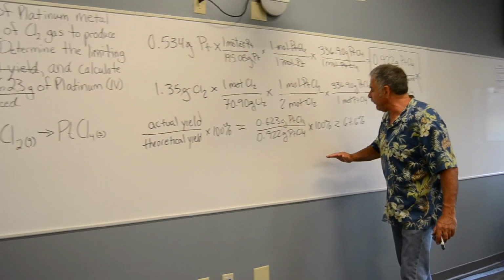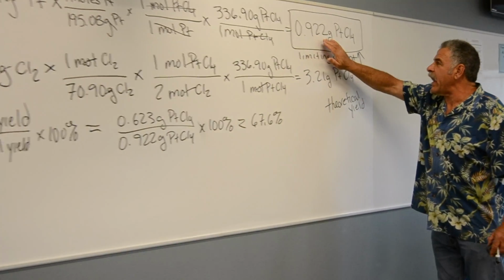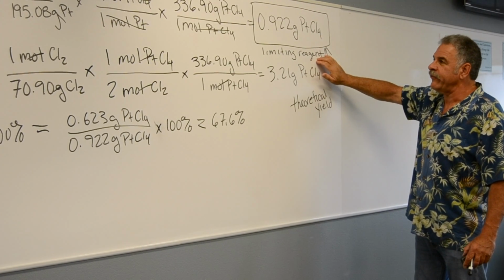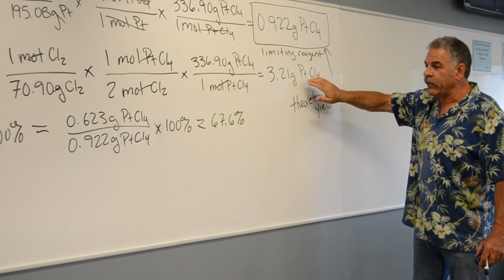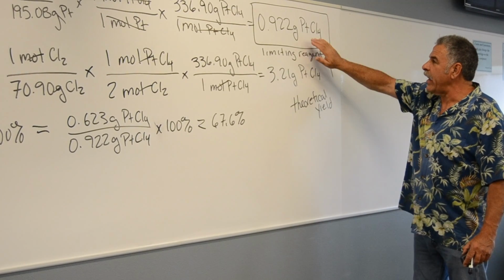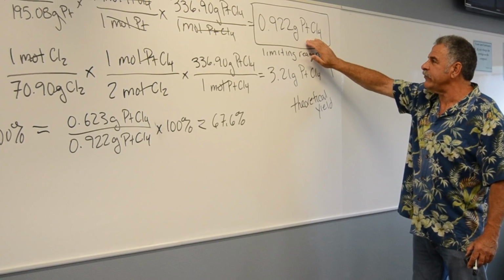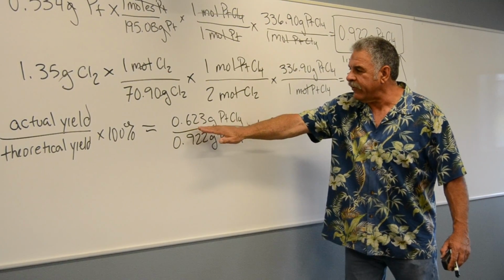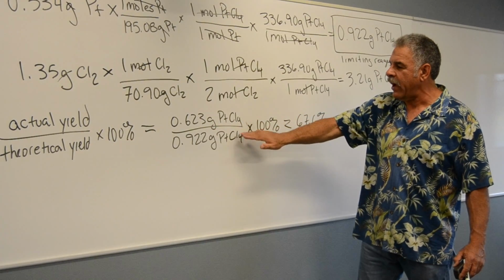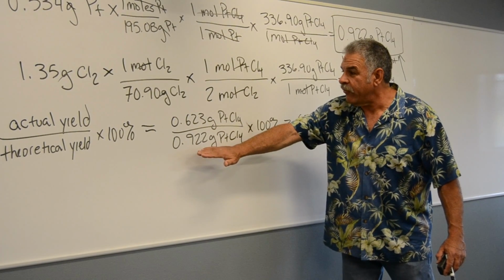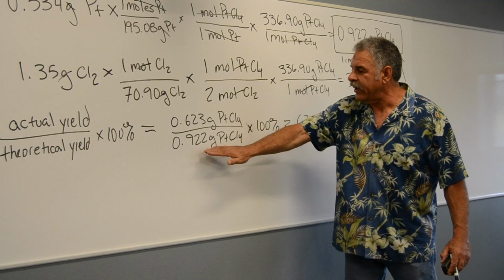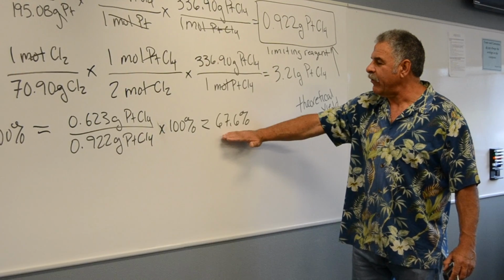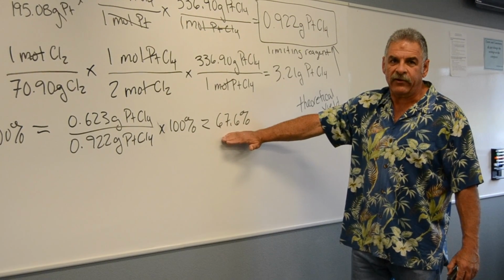So our final answer is 0.922 grams of platinum 4 chloride, which is the limiting reagent because the platinum runs out before the chlorine does. It's also the theoretical yield, 0.922 grams of platinum 4 chloride. Our actual yield was 0.623 grams of platinum 4 chloride. We divide that by the theoretical yield of 0.922 grams of platinum 4 chloride, multiply it times 100%, and we get a 67.6% yield, which is pretty good.